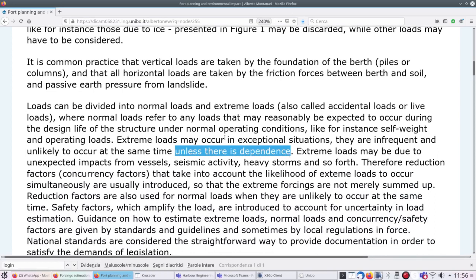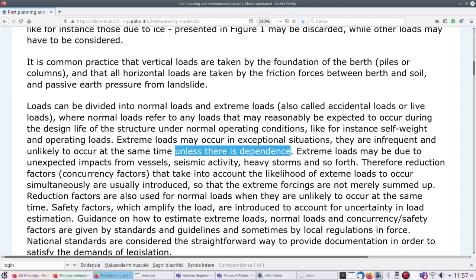For instance, the seismic load is usually considered to be independent of the wave extreme load, unless there is the risk that waves are originated by earthquakes, like tsunamis. In this case, there is dependence and they may occur together, even if usually the wave load comes much later than the earthquake itself. You know that there is a time lag that may be even of several hours. So there is dependence, but still we need to assess if they are concomitant, if they may be concurrent.